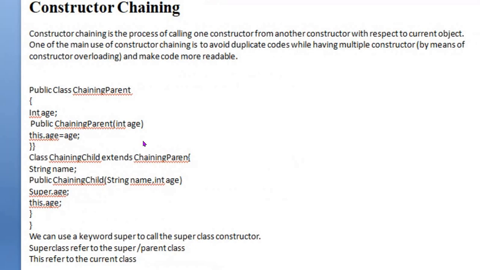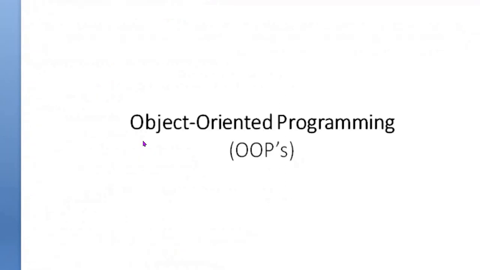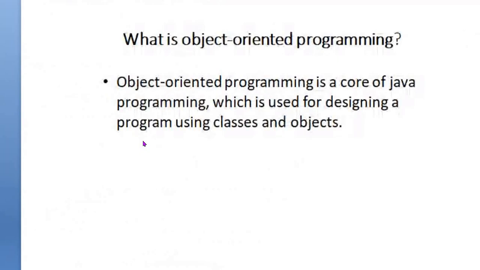Here we can use the keyword super to call the super class constructor, and super refers to the parent class. Next, object oriented programming. Object oriented programming is a core of Java programming, which is used for designing a program using classes and objects.